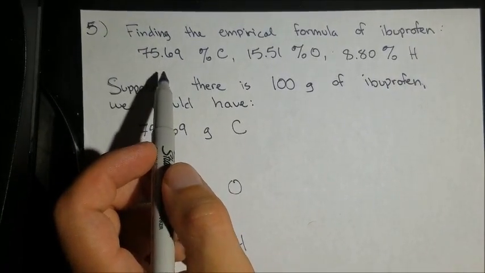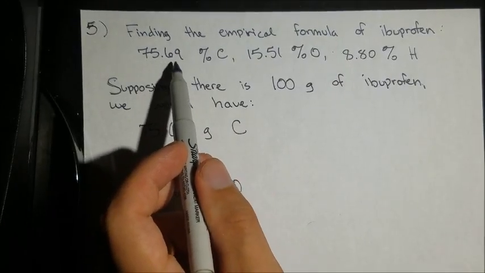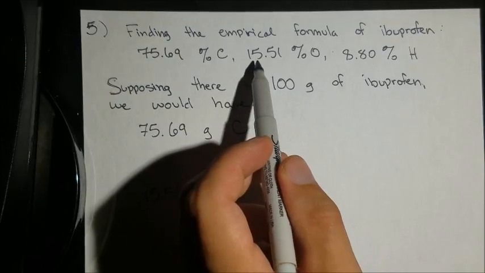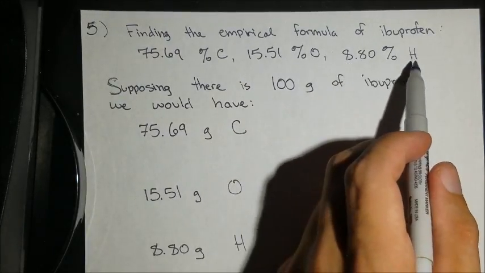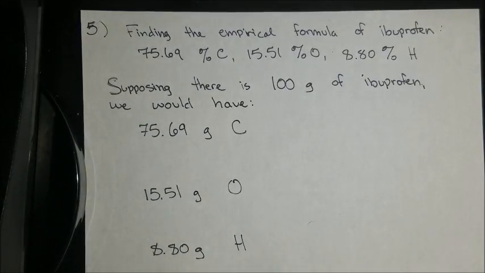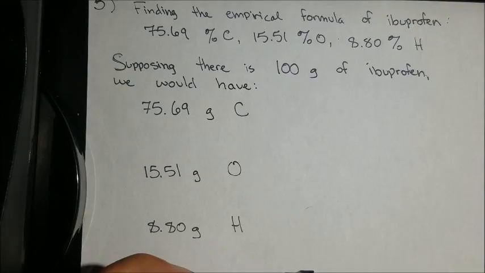So we have here our percent composition. Here we have 75.69% carbon, 15.51% oxygen, and then 8.8% hydrogen. And I went ahead and wrote this out. I said, suppose that we have 100 grams of ibuprofen. That's the way I like to go about these problems.